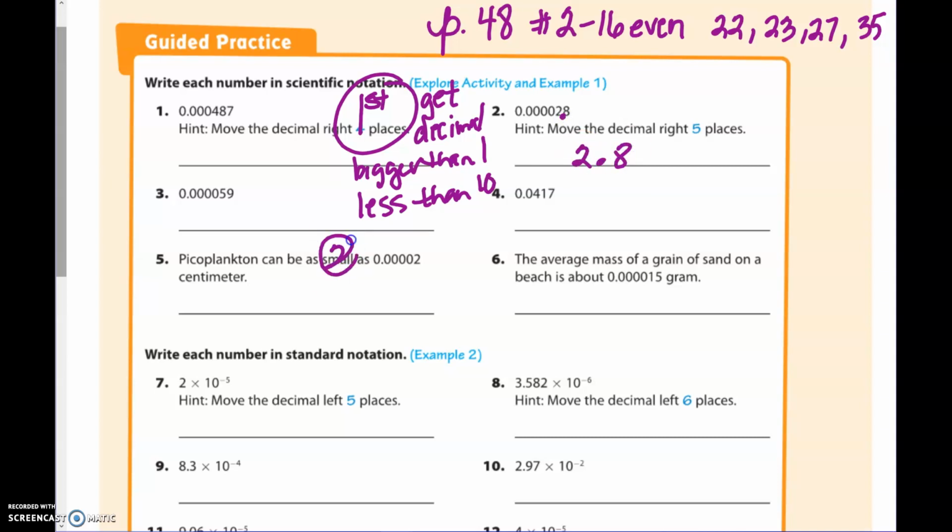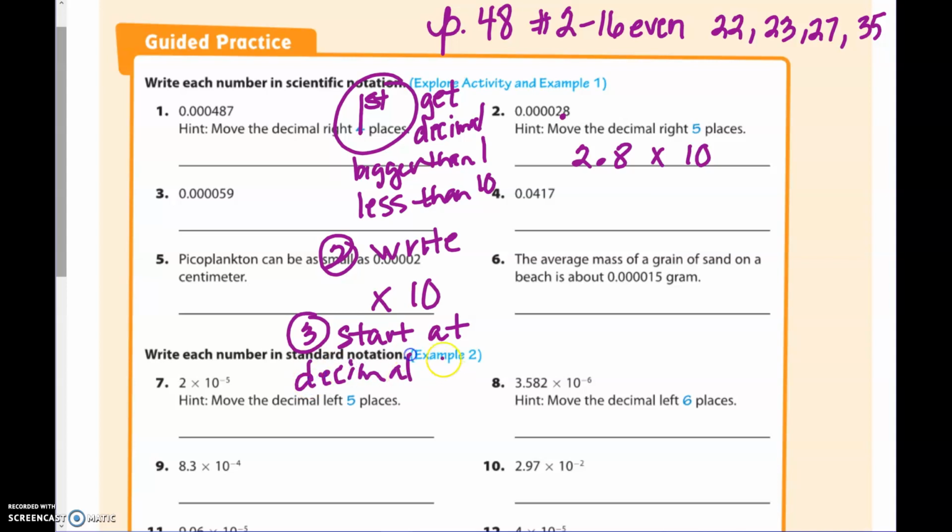The second step is to write times 10. So you're going to write times 10. So I'm going to go in here and write times 10. And the third thing I'm going to do is start at the decimal I put in, and count how many places I moved it. So you count how many places it moved.